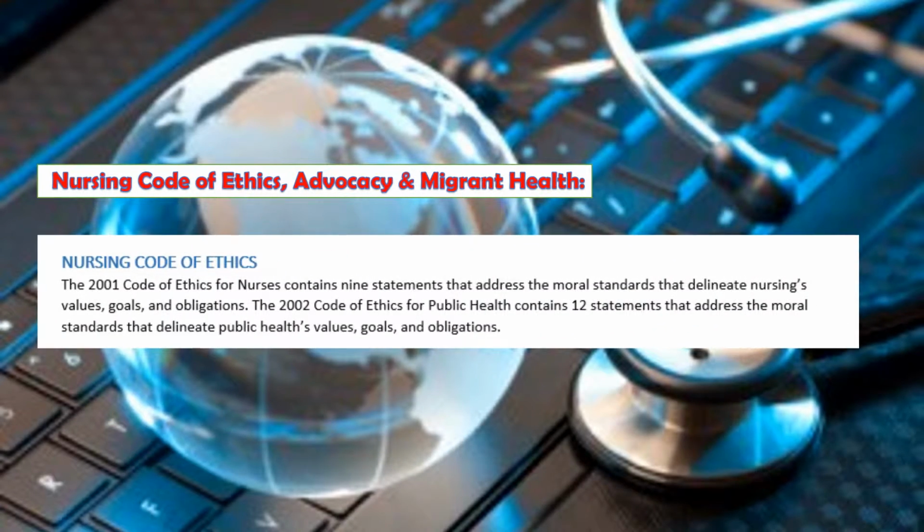The 2001 Code of Ethics for Nurses contains 9 statements that address the moral standards that delineate nursing's values, goals, and obligations. In 2002, the Code of Ethics for Public Health contains 12 statements that address the moral standards that delineate public health values, goals, and obligations. These are the two things that are going to serve as an ethical guide for the public health nurse. One is for nurses, and one is specifically for public health.